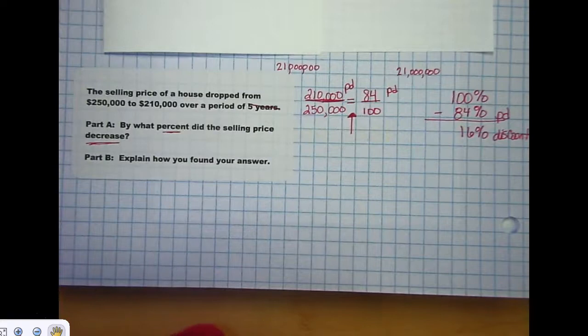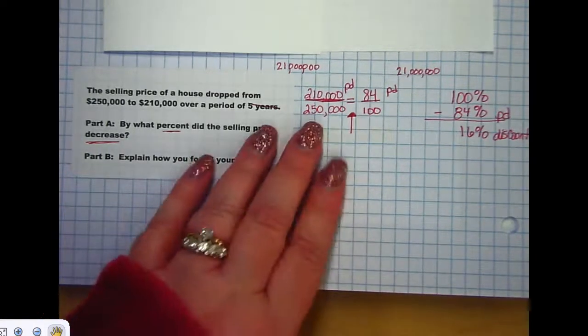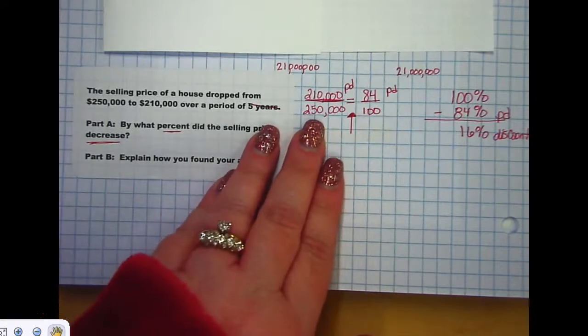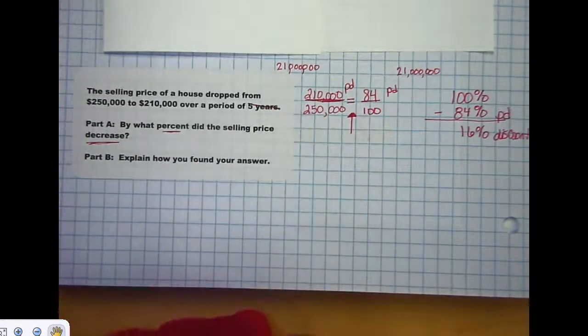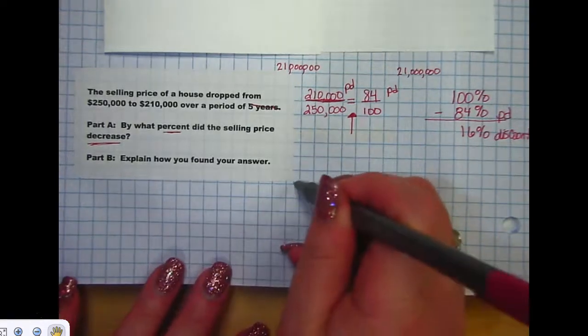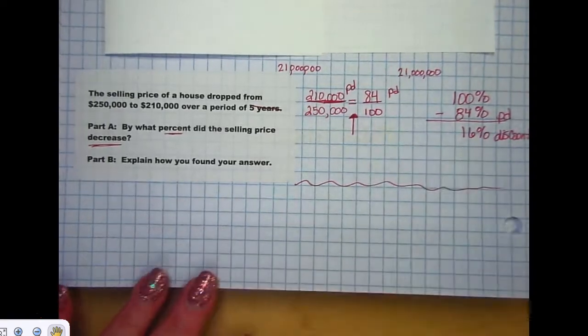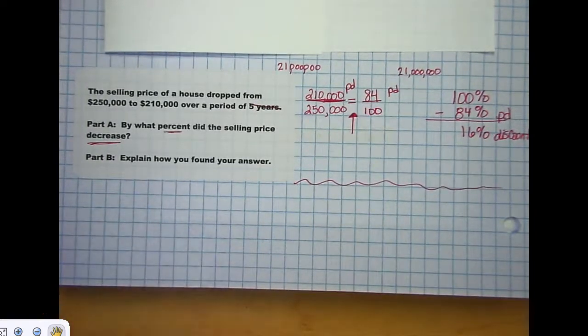Is there another way to solve this problem? I like to solve this problem by finding the amount of the discount first. How could I do that? If I knew that the house started at $250,000 and it decreased to $210,000, what's the amount of the decrease? How could I find it? Anyone? Raleigh? How could I find how much it decreased, the amount of decrease?